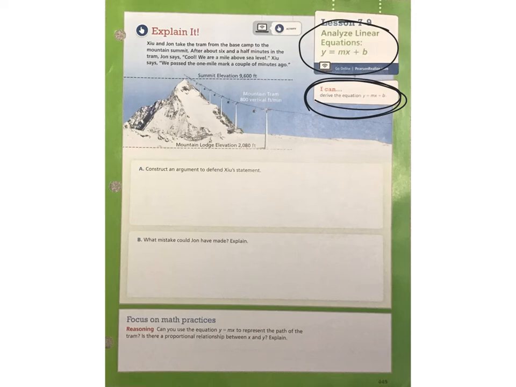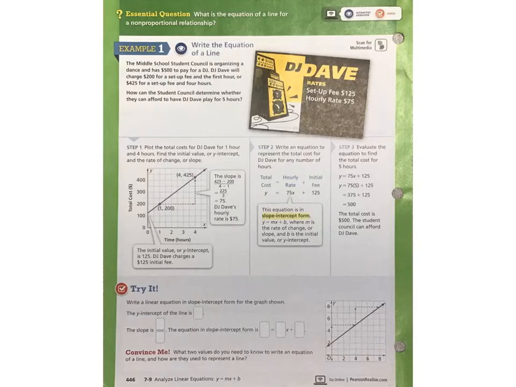Lesson 7-9, Analyze Linear Equations, y equals mx plus b. In this lesson, you're going to learn how to combine your knowledge of slope and y-intercept in order to write an equation in the form y equals mx plus b. The essential question says, what is the equation of a line for a non-proportional relationship? Let's take a look at example 1.